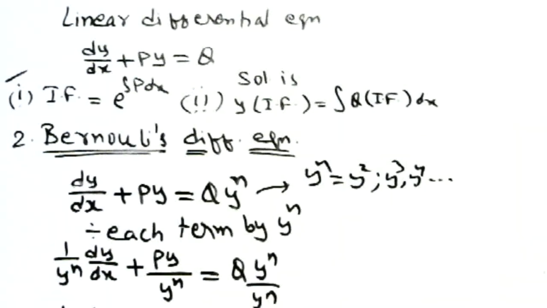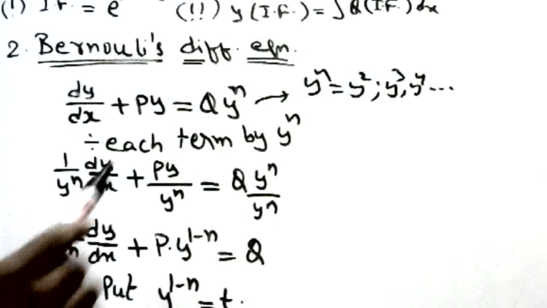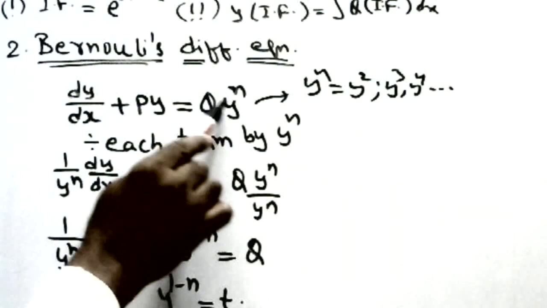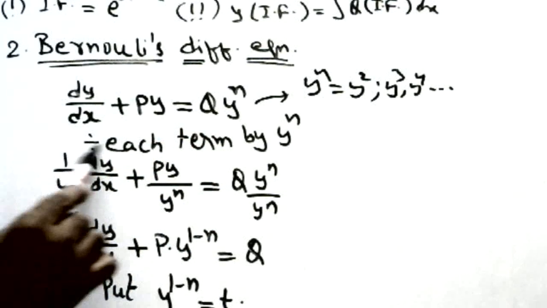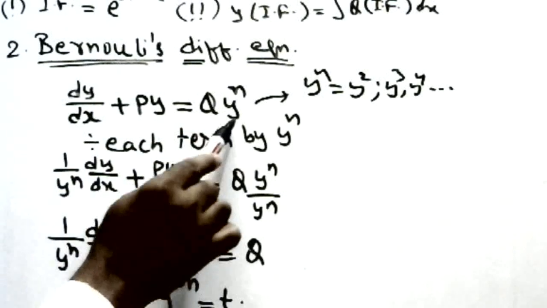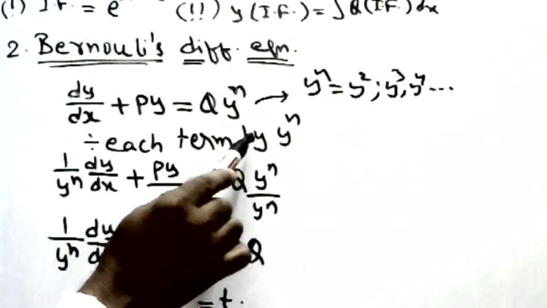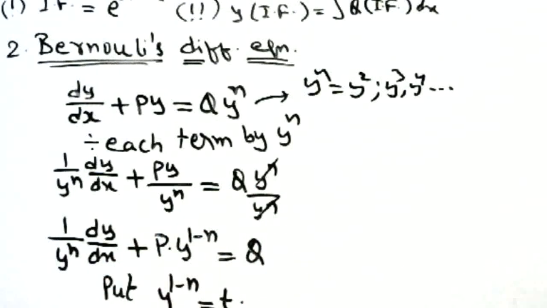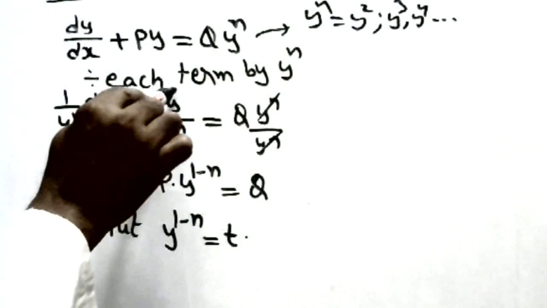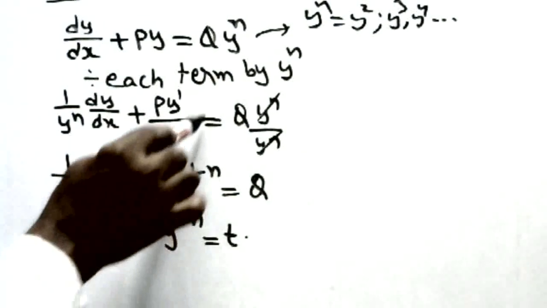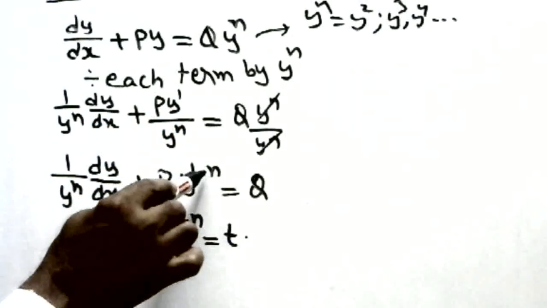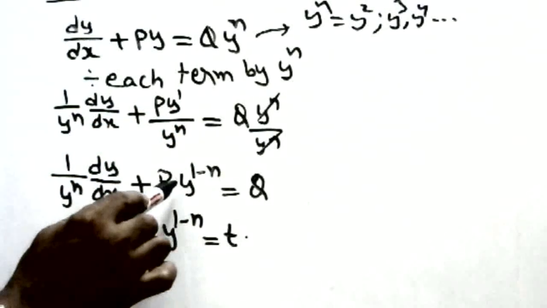There are 2-3 steps in the method for this. The first step is we have to take out this y power n. So divide each term by y power n. This is the method. When we divide by y power n, this will get cancelled. And here this is y power 1. If we bring this into the numerator, it will be y power 1 minus n.